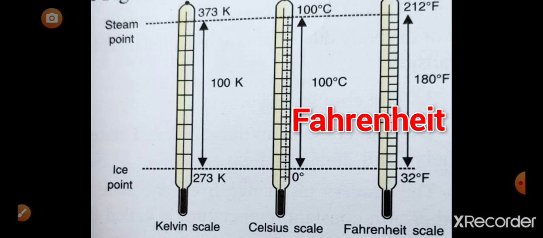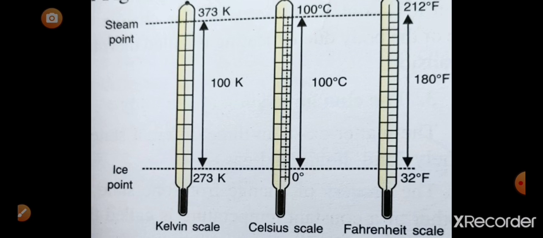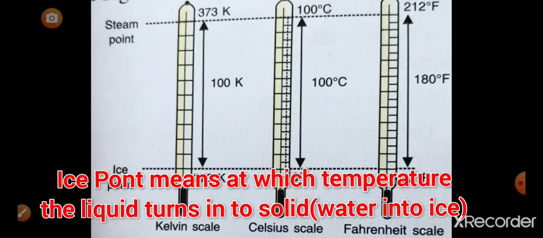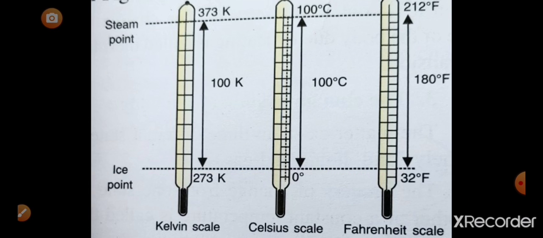Here you can see two points, the ice point and the steam point. Do you know the difference between these two points? Let us check that. Ice point means the temperature at which the liquid turns into solid, that means the water changes into ice. It is also called the freezing point.